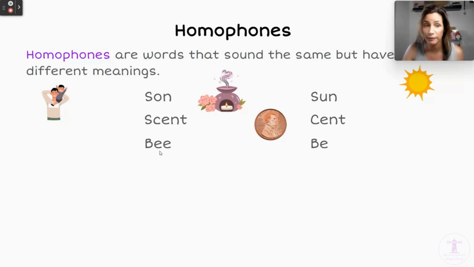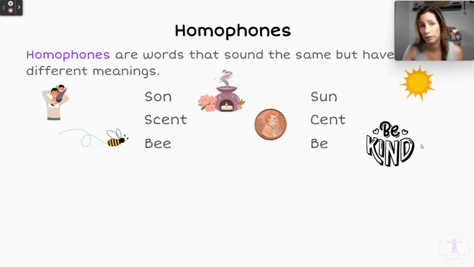Let's look at the first one. Bee with two E's. This is this little guy right here. Okay. This is a bee. Be kind to the bee. Be careful with the bee. The bee is flying, so it's a bee. Okay, with two E's. And then the one with one E is from the verb, right? The verb to be, el verbo ser, to be. So this is be kind, be nice, be happy, okay? Be on time, so be.